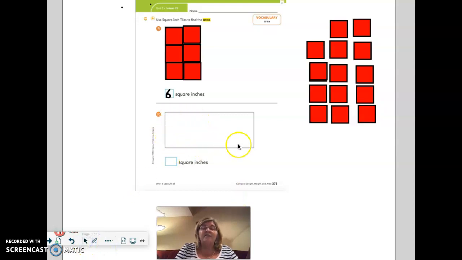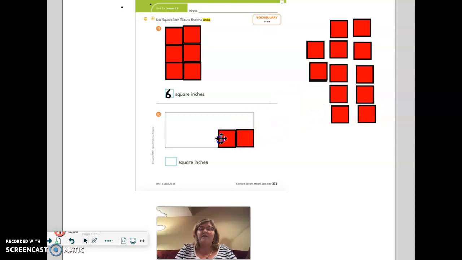Now, here is a larger rectangle. Just estimate, take your best guess. How many of these tiles do you think are going to fit inside of this rectangle? What do you think the area is going to be in square inches? Hey, do you have your estimate? Okay, let's see how close you are.